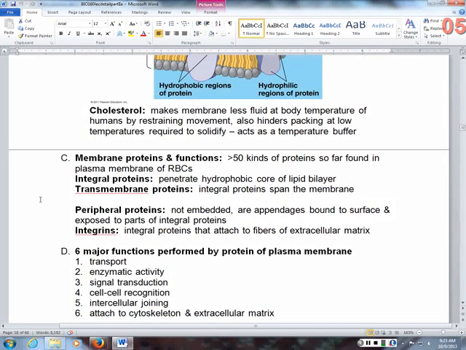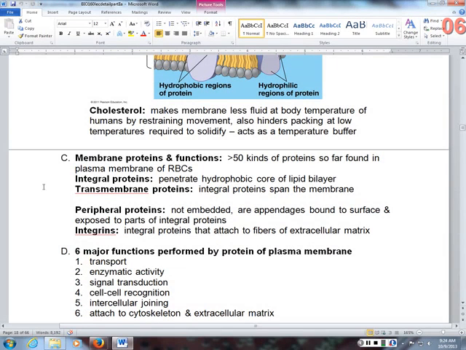So these proteins are embedded in your membrane. We have over 50 different kinds that we've identified so far, and that's in the plasma membrane of a red blood cell. So there are very likely thousands of these. Most of them we don't know.